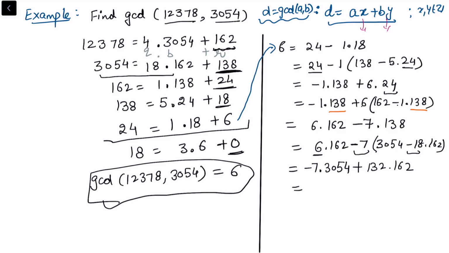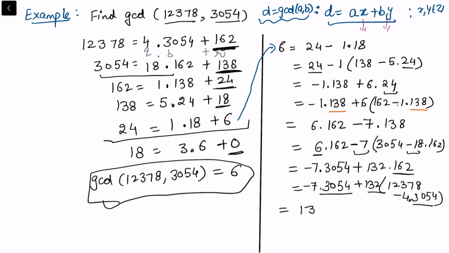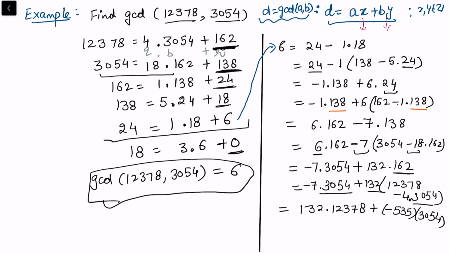Now let's look at the last remainder, that is 162. So I also want to now replace 162 in my last step of the back step process. So this is 132 into 12378 minus 4 into 3054. Now clubbing these two and looking at this expression, I will write this one as 132 into 12378 plus minus 535 multiplied by 3054. So now these are the integers a and b which are given to us. This was a and this is b, and this is the value for x and this is the value for y. So these are the integers and we got ax plus by. So from the back substitution we can always find what is the value for x and y in this expression.